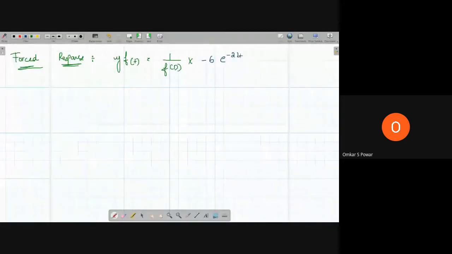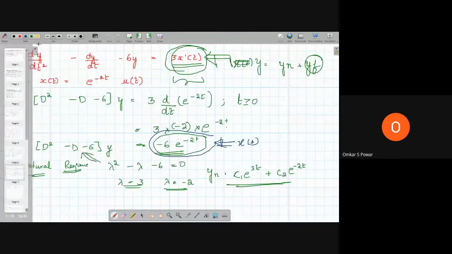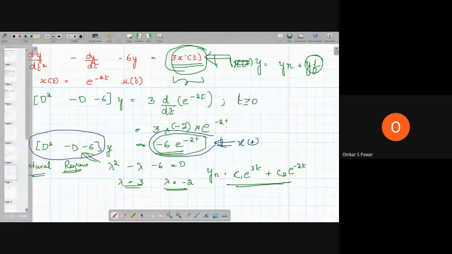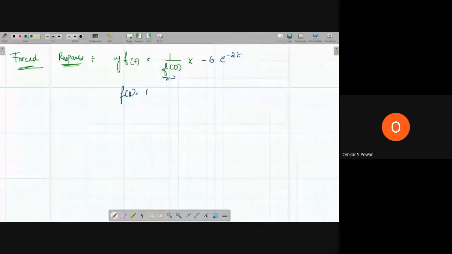Now what is this f of D, you may ask. So let us go back. What is this f of D here? D square minus D minus 6. So let's go back and substitute there. F of D is equal to D square minus D minus 6.